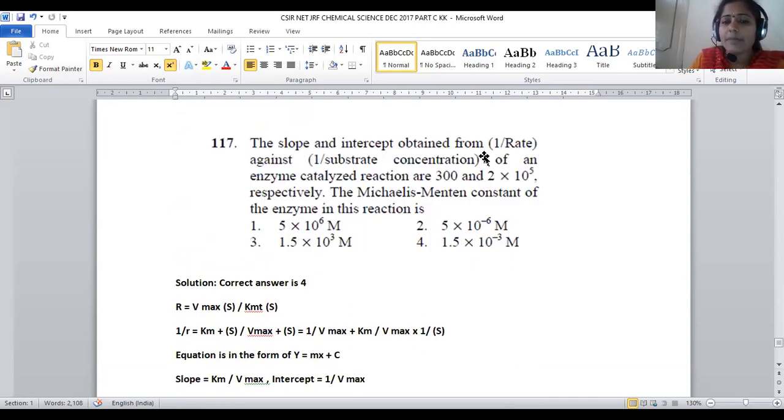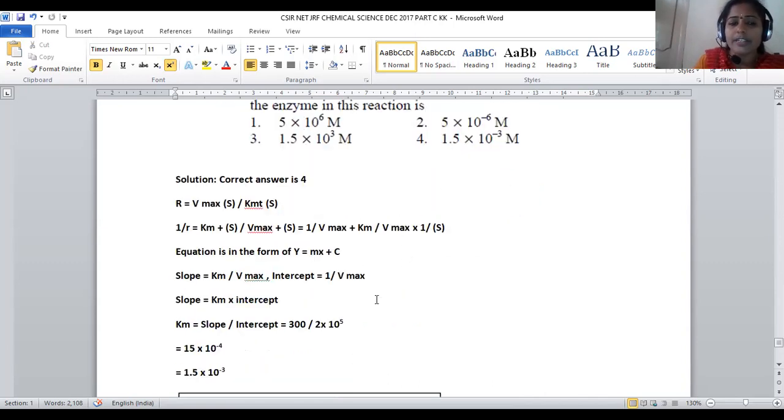The slope and intercept obtained from 1 by rate against 1 by substrate concentration of an enzyme catalyzed reaction are 300 and 2 into 10 to the power 5 respectively. The Michaelis-Menten constant of the enzyme in this reaction is to be predicted. So 1 by rate value is given and 1 by substrate concentration value is also given within the problem. Now, the Michaelis-Menten constant needs to be predicted.